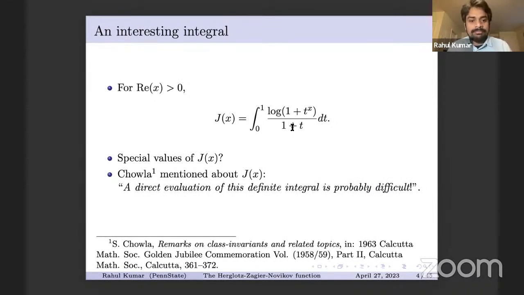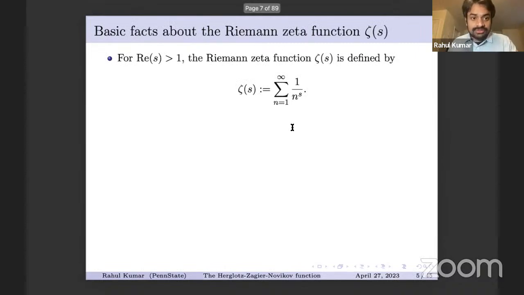that's why maybe Chawla in one of his papers mentioned that a direct evaluation of this definite integral is probably difficult. And we will see in upcoming slides that is the case, that all of the evaluation of this integral actually comes from various non-trivial techniques coming from algebraic number theory or analytic number theory. So now let me start actually the talk. So let me start with the basic definitions.